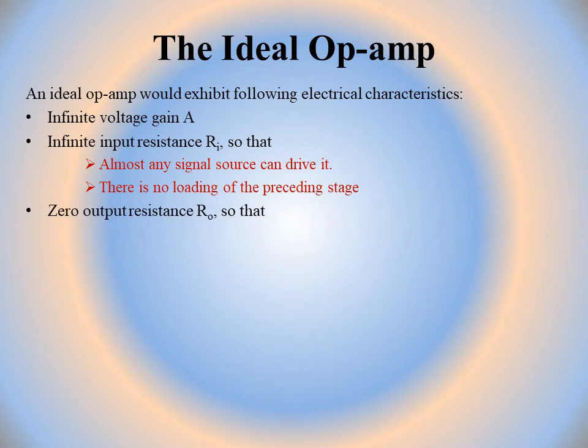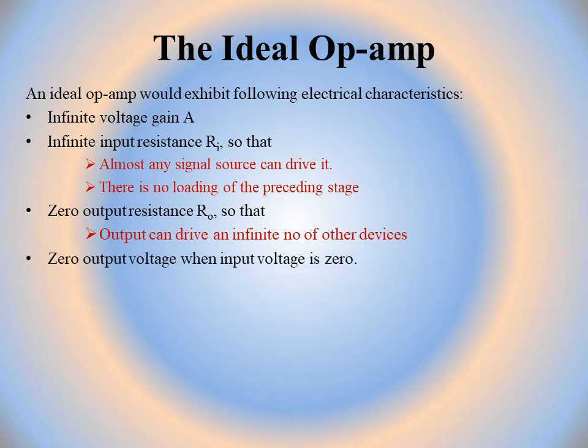Next is zero output resistance. Zero output resistance is necessary so that the output can drive an infinite number of other devices. Whichever device is connected, it will not affect the operating point or working characteristics of the op-amp. Practically, the input resistance of a practical op-amp should be very high and the output resistance should be very low, if it is not infinite or zero.